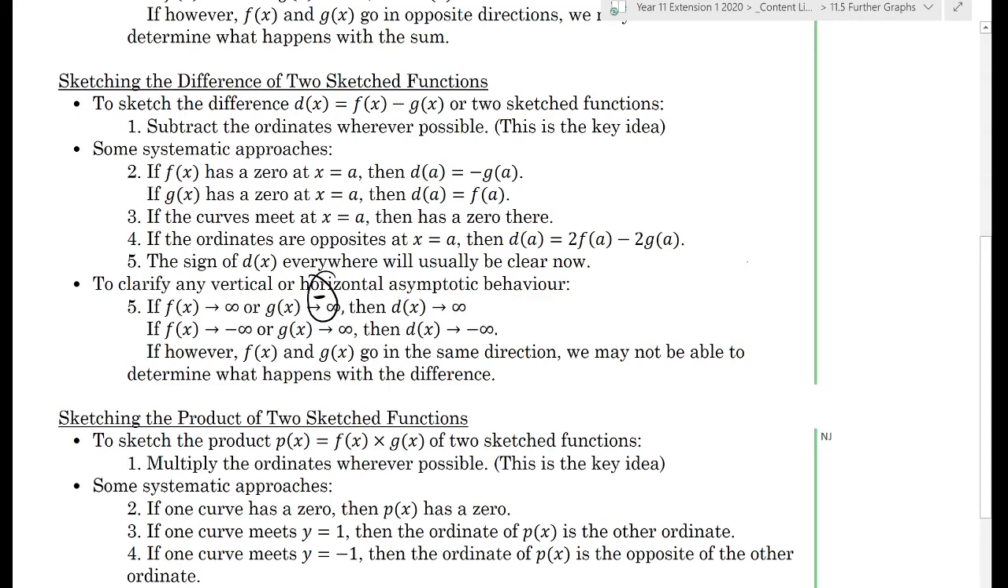If, however, f of x and g of x go in the same direction this time, so not opposites like before, but in fact the same direction, we might not be able to determine what happens with the difference. But again, you can sort of make that judgment. I can see that this one's shooting up a lot quicker than the other one's going up. So then I know which way it's going to go.